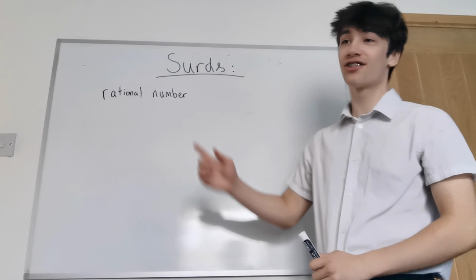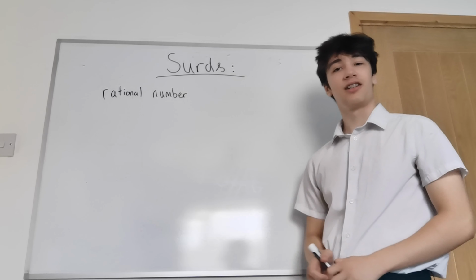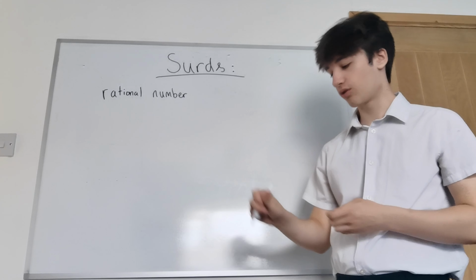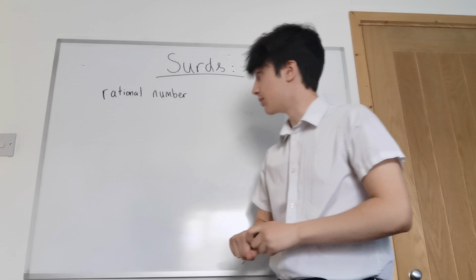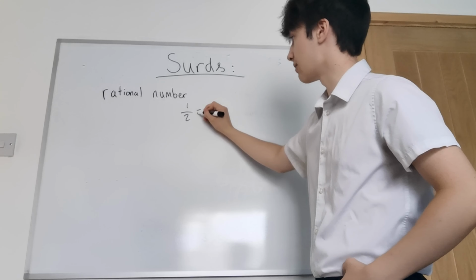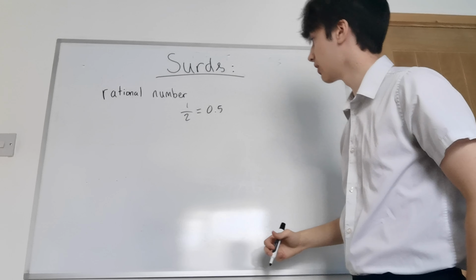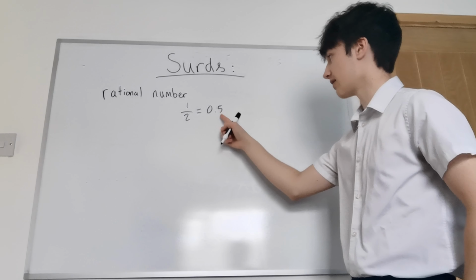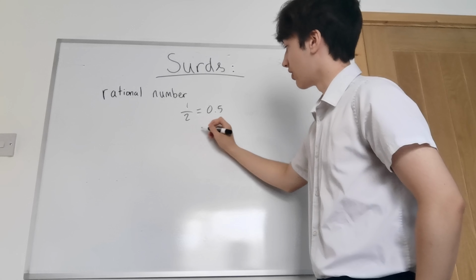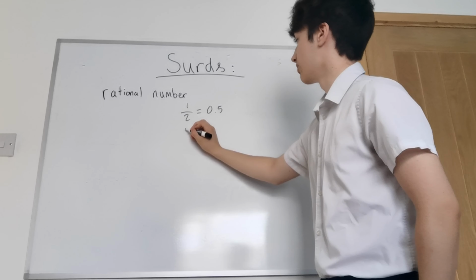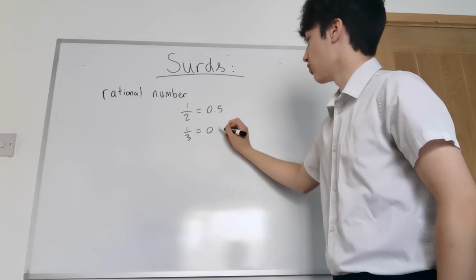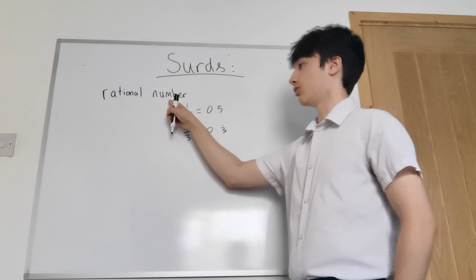Now we're going to do SURDS today. So the first thing we need to clarify while dealing with SURDS is what is a rational number. A rational number is a number that can be represented as a fraction. So say a half, that's the same as 0.5 as a decimal. So rational numbers have a clear start and end, and they can be represented as a fraction. Recurring decimals are also an example of rational numbers. So for example, 1/3 is the same as 0.3 recurring. This is also a rational number.